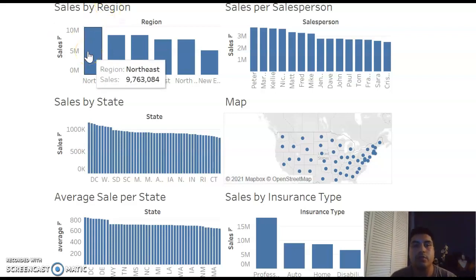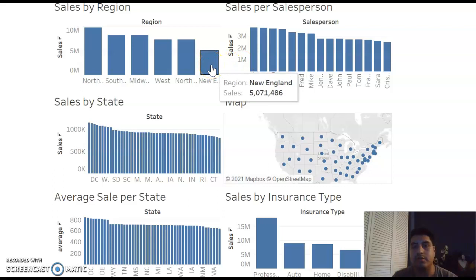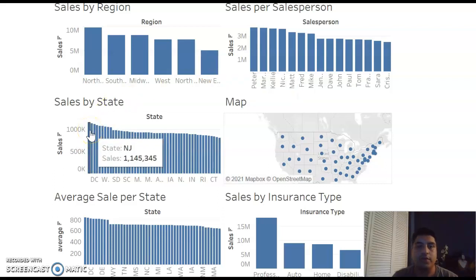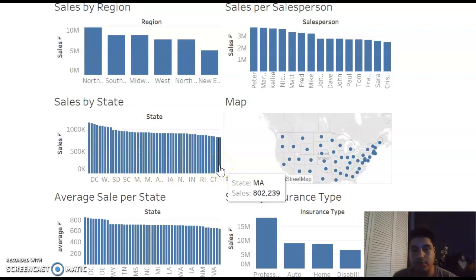The northeast region is the highest with 9,763,084, and then New England is the lowest with 5,071,486. We go to sales by state. New Jersey is the highest with 1,145,345. And then in last place is Massachusetts with 802,239,000.